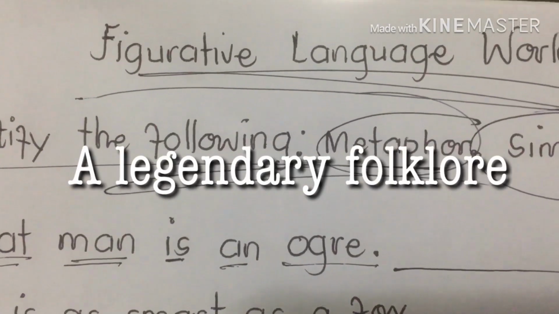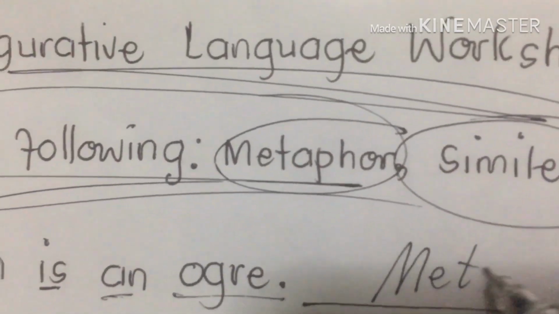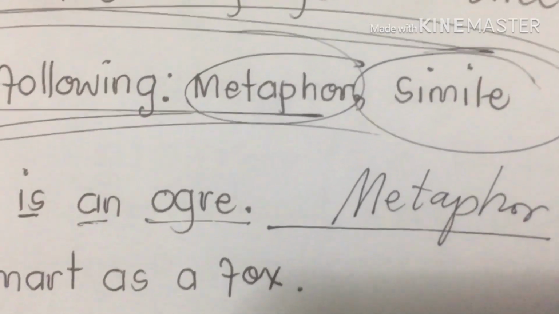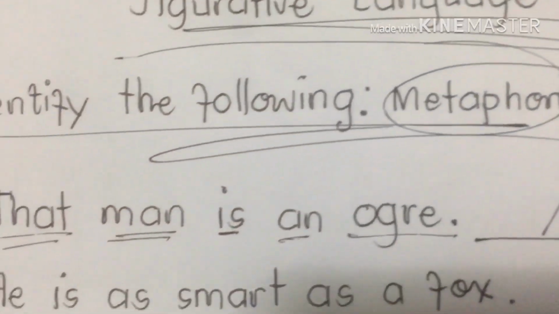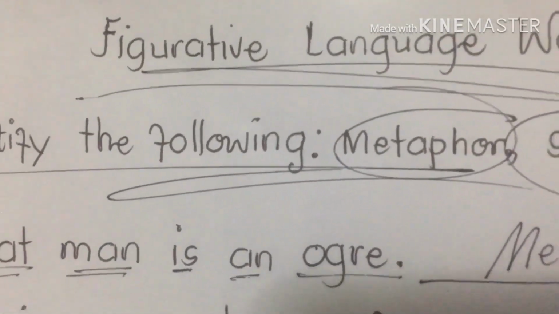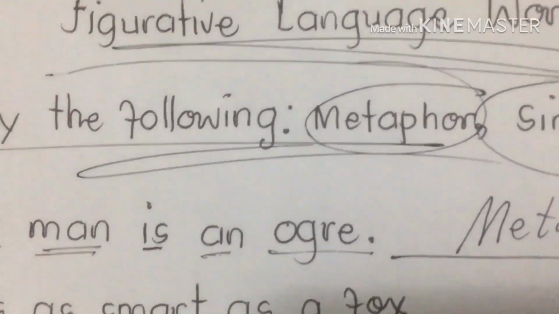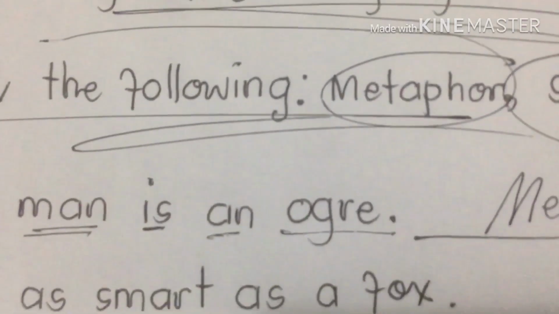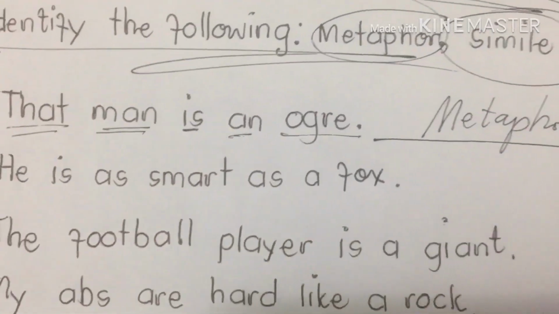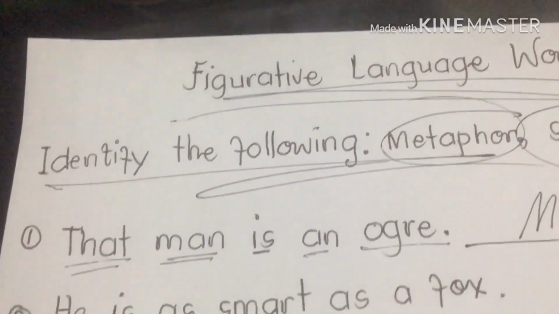That means to say this sentence is a metaphor. Why a metaphor? Because this sentence shows what type of man that is. It's referring only to one. It compares two things, but they do not use the words like or as. That's a metaphor. Two things: we have a man, and what kind of man is an ogre? What is an ogre? That is, again, a monster.